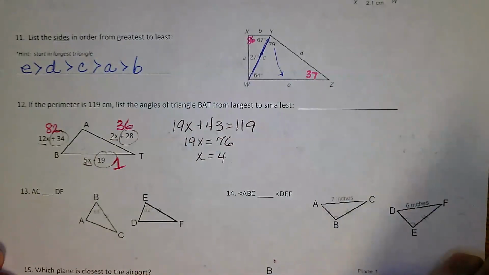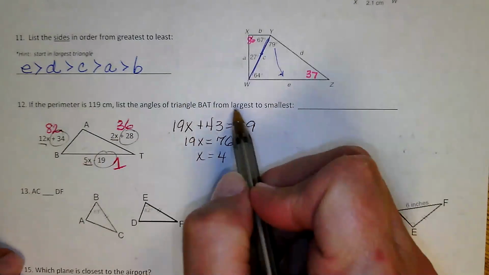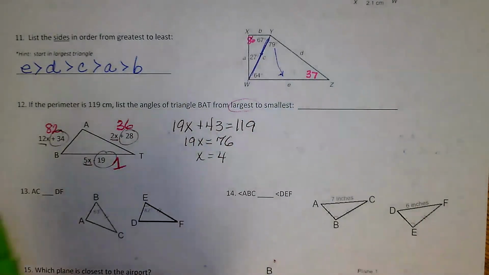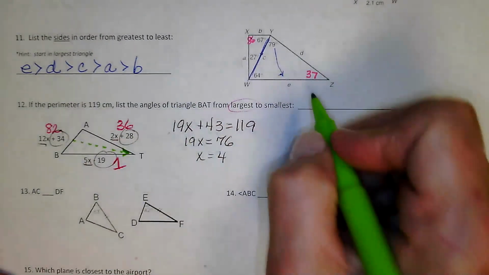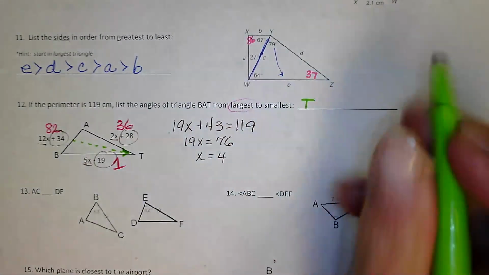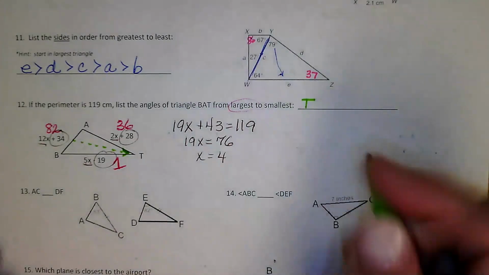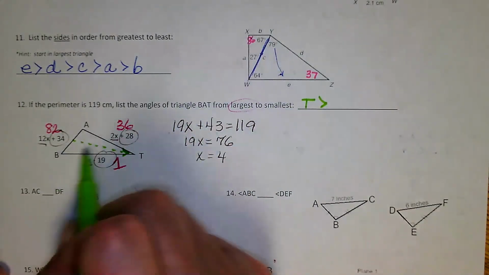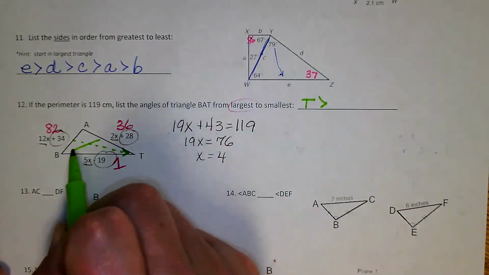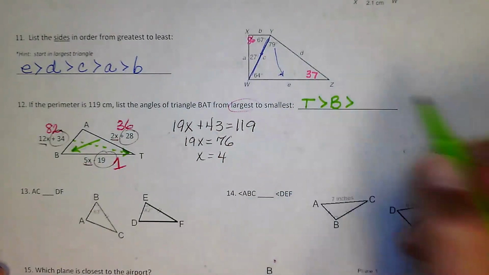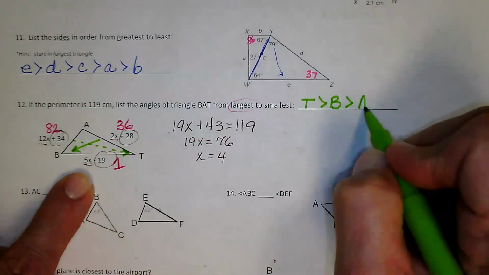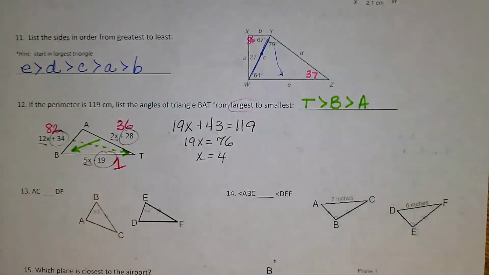All right. So now, largest, well, that's across from the 82. So, right, that means angle T has to be the biggest angle here. Medium would be across from the 36, which leaves angle A to be the smallest angle here because it's across from the 1.